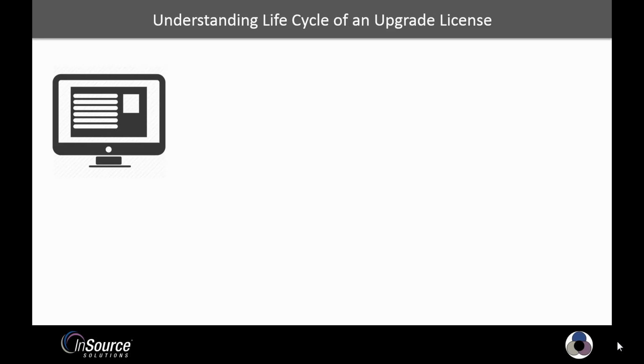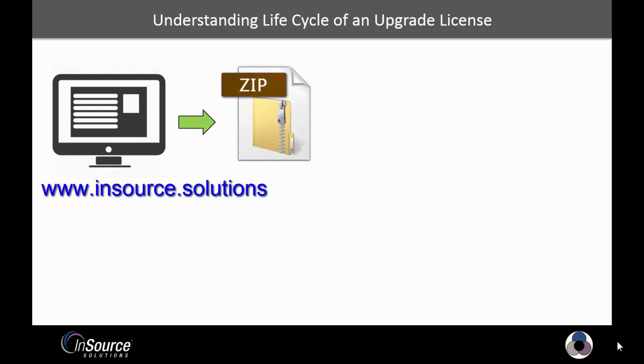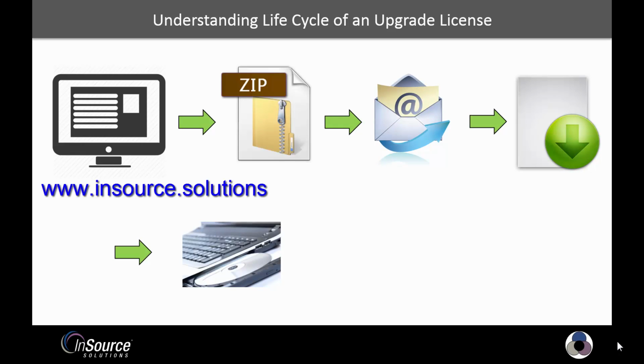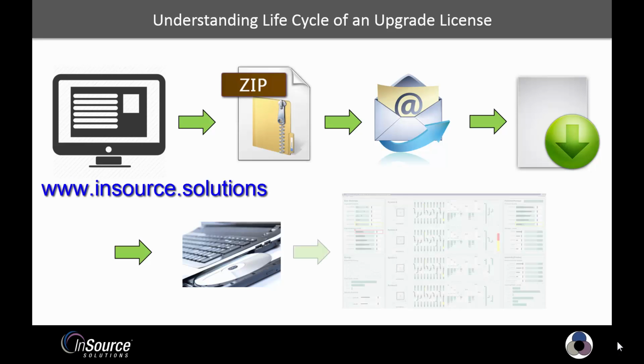But what about an upgrade? A customer wants to upgrade from an older version to a newer version. What's the process that they go through? They will access our website, insource.solutions. Once there, they will access the online form to request an upgrade, provided that they're on our Customer First comprehensive support package. They will then receive the license in the form of a zip file. That zip file was created by Wonderware, emailed to them, downloaded, and then placed onto that computer to enable their software.